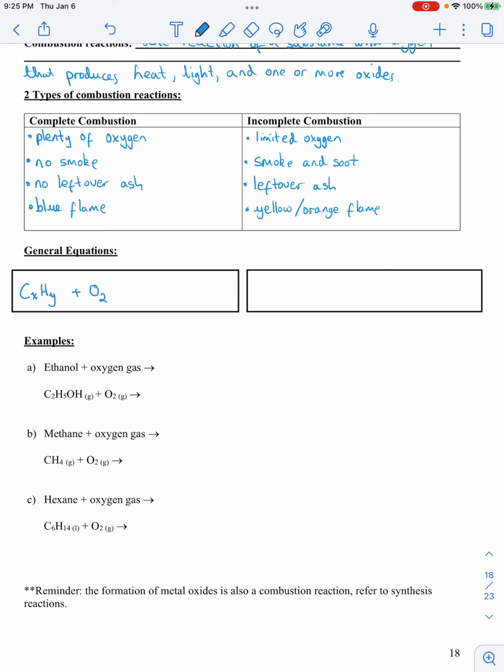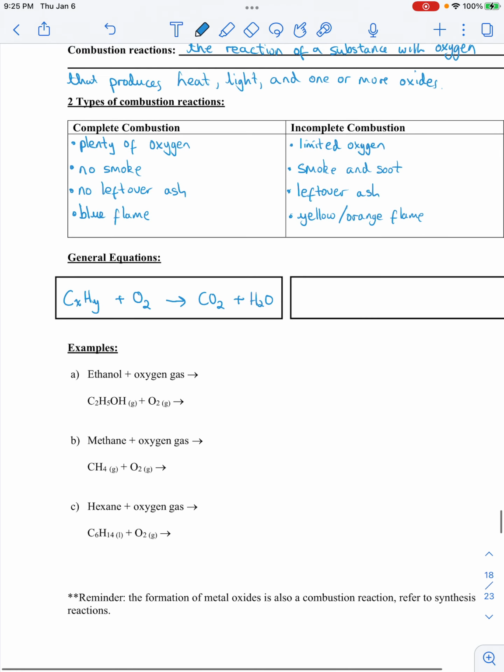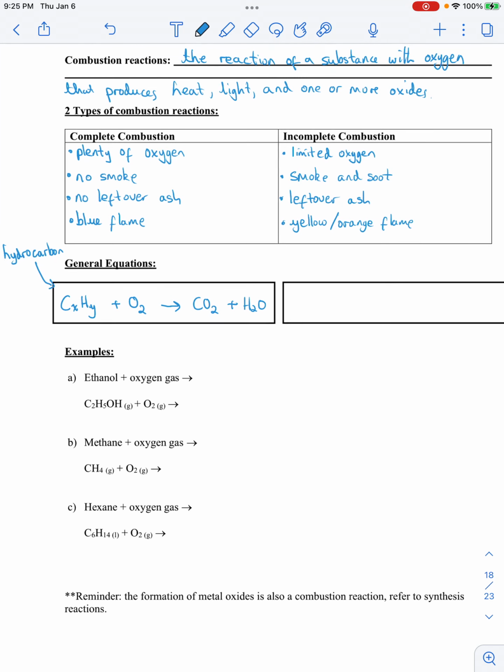And in complete combustion, you always only ever get two products. You will always get carbon dioxide and water. Always, all the time. It's pretty straightforward. These are always going to be your products of carbon dioxide and water. And then your job will just be to balance it. So that's pretty straightforward. And this here is a hydrocarbon, the name of that compound. Okay, so that's our general formula for complete combustion.